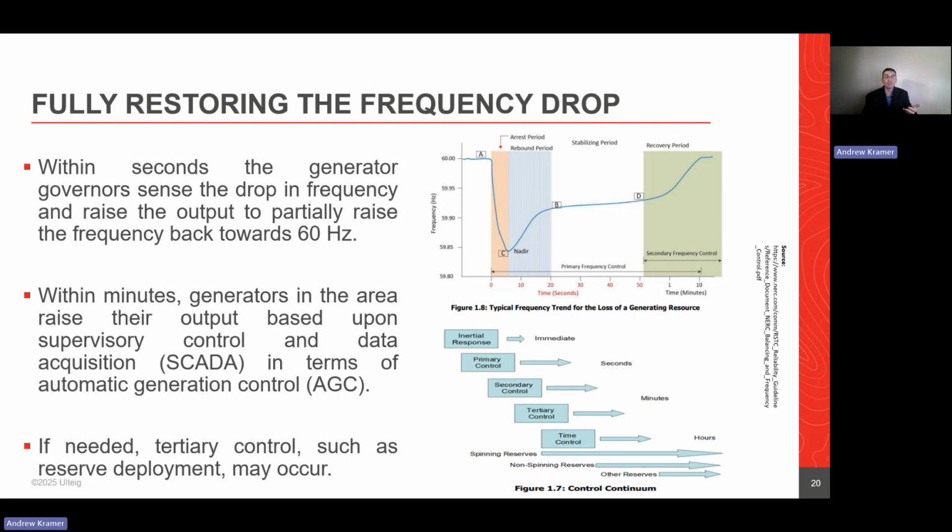We have the inertial response, which is, let me get my cursor over here. This is the physics of the generators themselves. They don't like that change. This is our shock absorbers. Then we go into the primary control. This is, again, our governors. Secondary control, this is where things get smarter. This is the AGC. And then finally, tertiary control, which is basically things along the lines of reserve deployment.